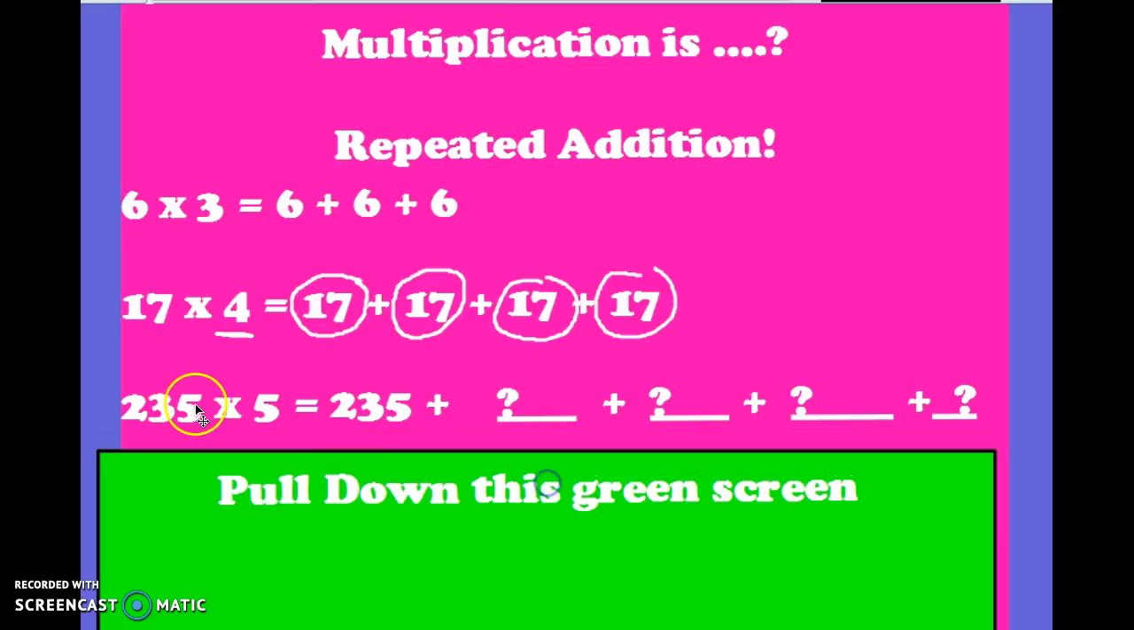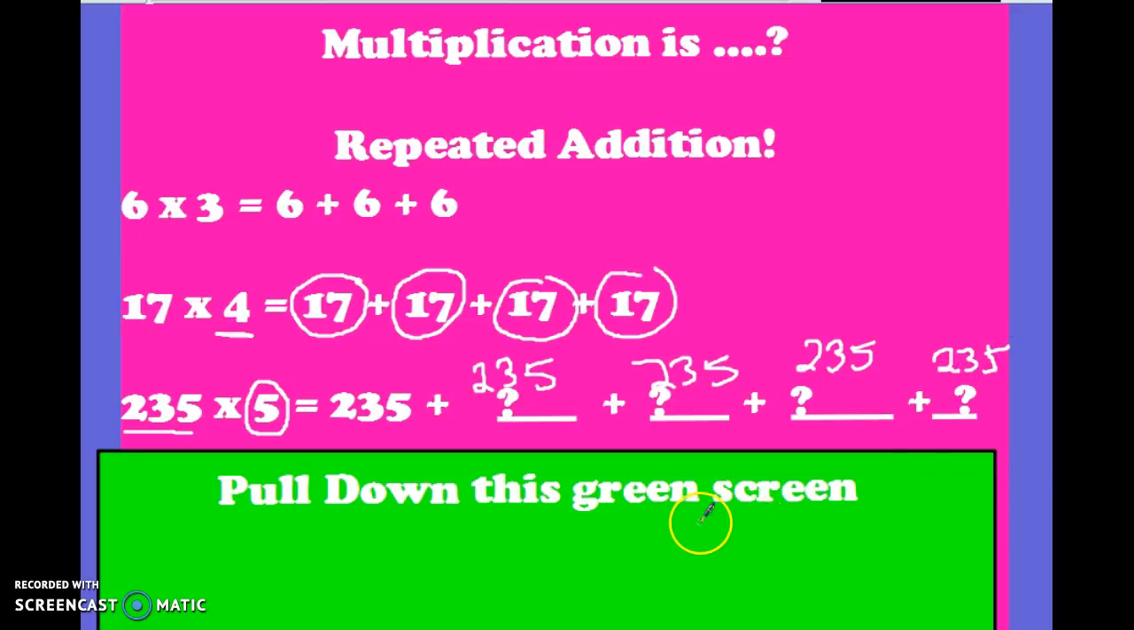Another example, 235 times 5 is 235 plus what, plus what, plus what, plus what? Well, if you're getting the concept of repeatedly adding a certain number by a certain number of groups, then you'll understand that I have to put the number 235 on each of these question mark lines, which in this case would give me a total of 5 groups of 235. And you would notice that if I multiply 235 by 5, I'm going to get the same exact answer if I find the product, or multiplication answer, to 235 times 5.